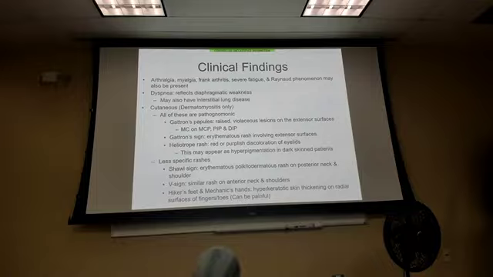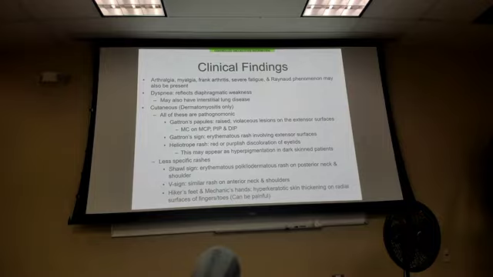The second one is Gottron's sign, an erythematous rash involving extensor surfaces. From a dermatological aspect, which I like more, the heliotrope rash, pathognomonic, is a red or purplish discoloration of the eyelids. This may appear as hyperpigmentation in dark-skinned people. So one of those 3 you will see.